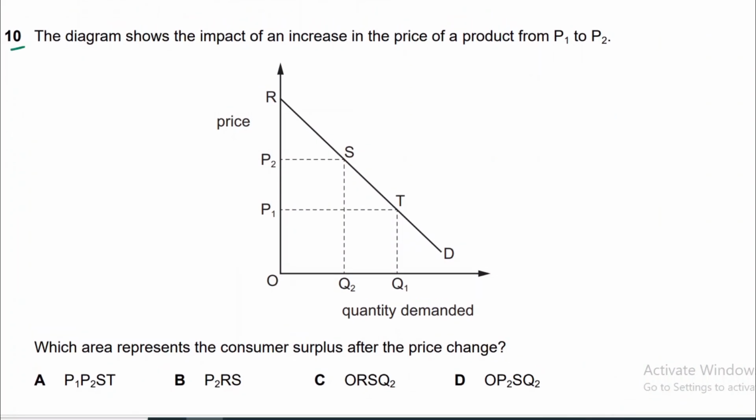Question number 10, the diagram shows the impact of an increase in price of a product from P1 to P2. So this is the rise in price. Which area represents the consumer surplus after the price change, right? So before the price change, this was the consumer surplus. Consumer surplus is the area above equilibrium price and below the demand curve. So this is the demand curve. So initially consumer surplus was this much area.